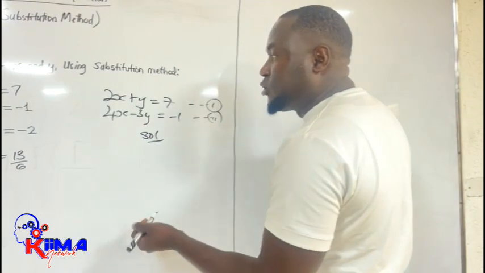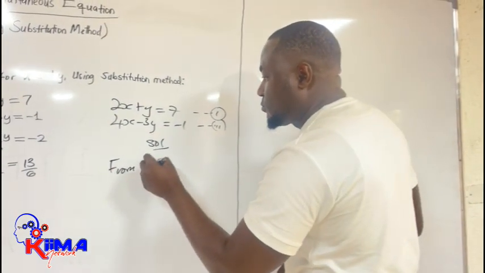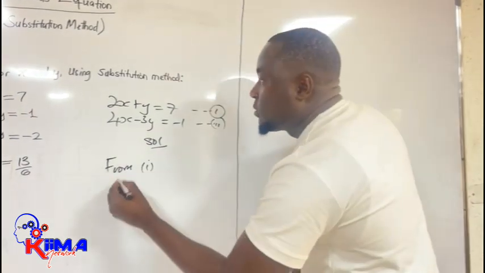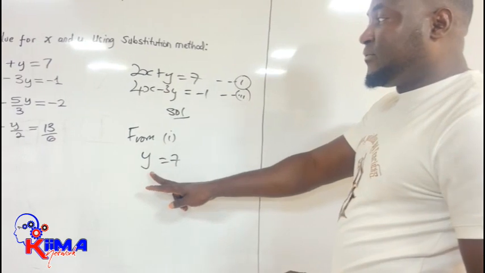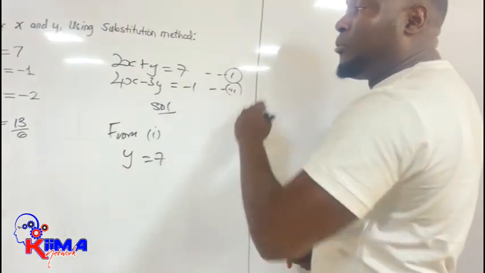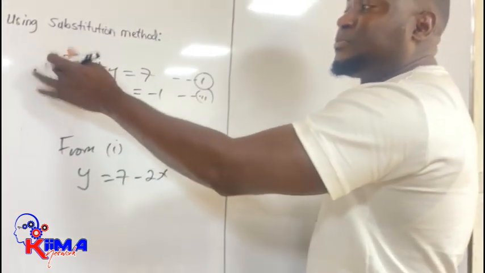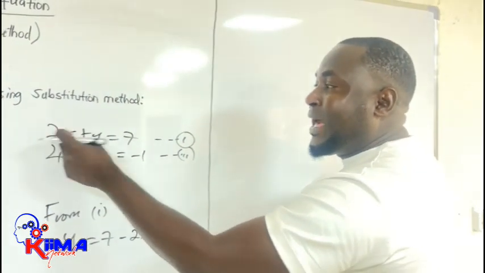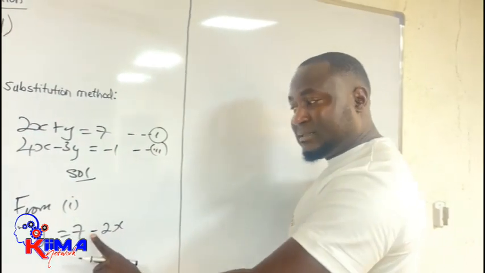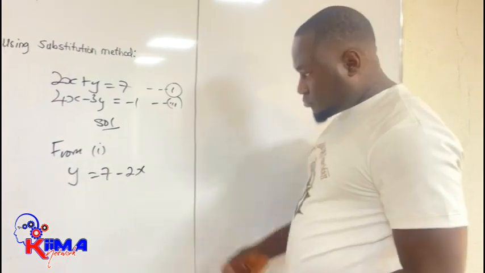So let's, for example, make y the subject of the formula. Let's take equation 1. From equation 1, you make y the subject of the formula: y is equal to 7 minus 2x. Mind you, this is positive 2x. When you take the positive 2x across the equality sign, the sign changes to -2x.